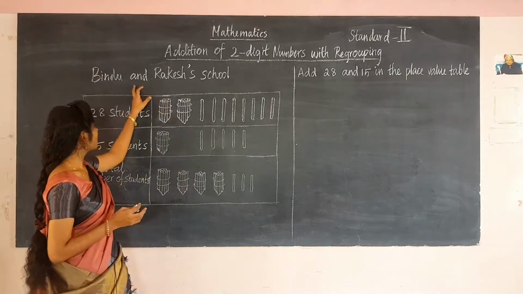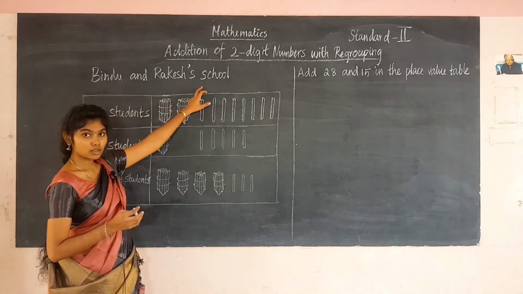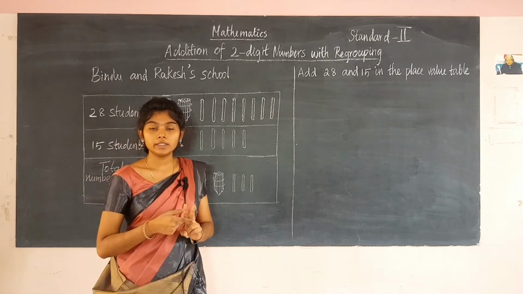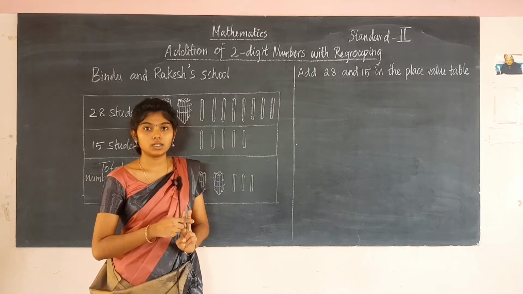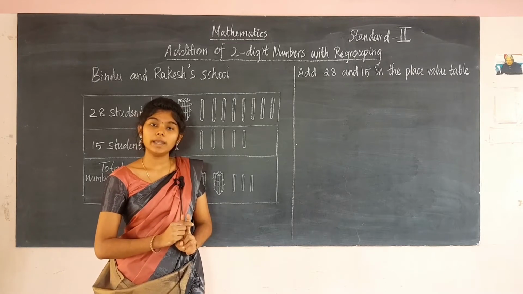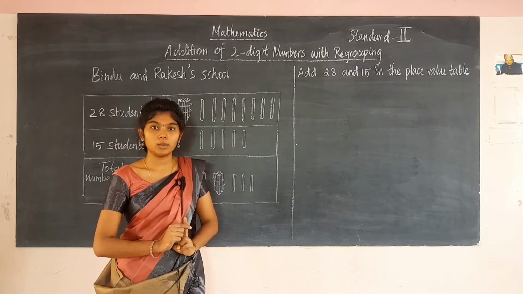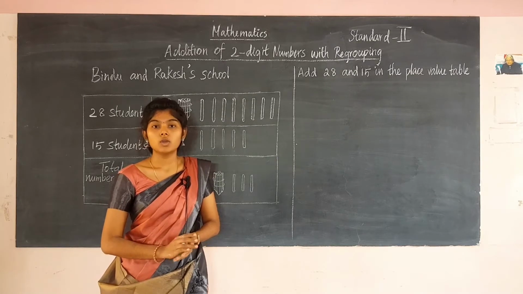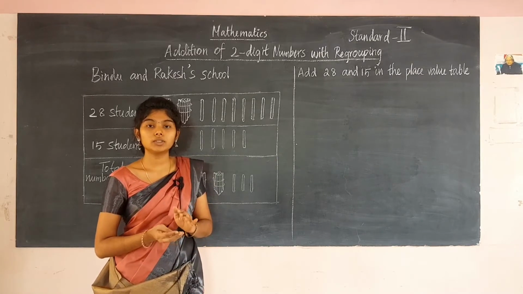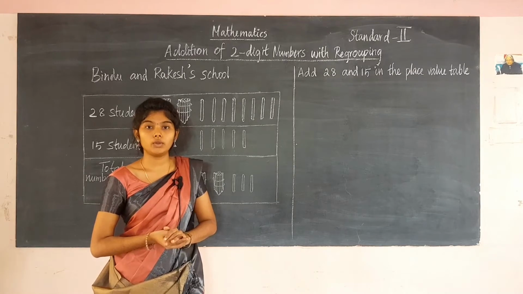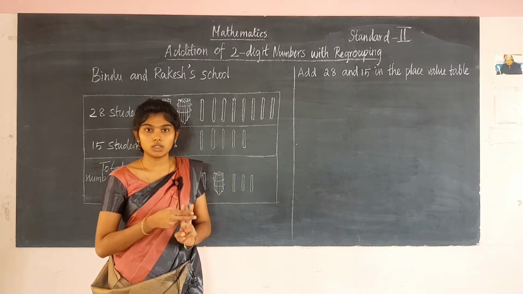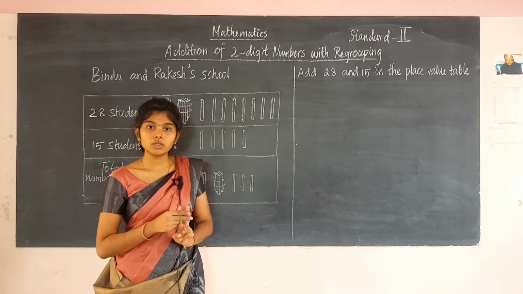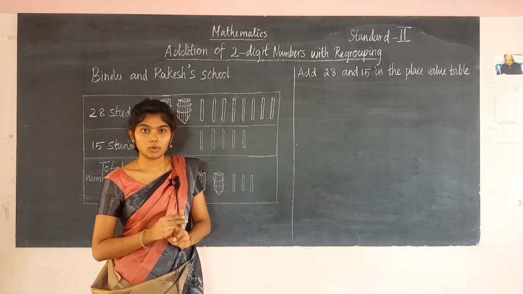In Bindu's and Rakesh's school, there are 28 students already studying. After that, later 15 students are joining them. So, how many of them are totally studying in the school, we are going to find. 28 is a 2-digit number and 15 is a 2-digit number. So, we are going to add these 2-digit numbers now.